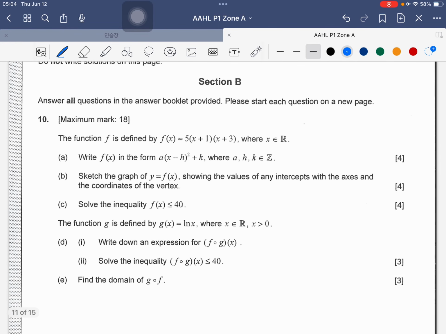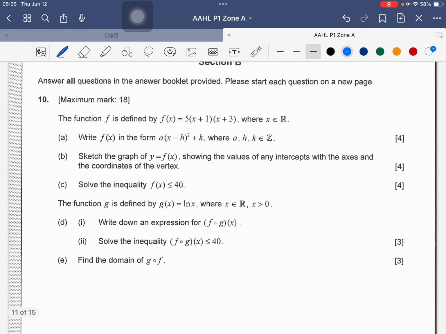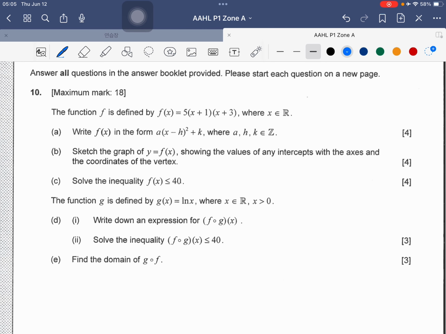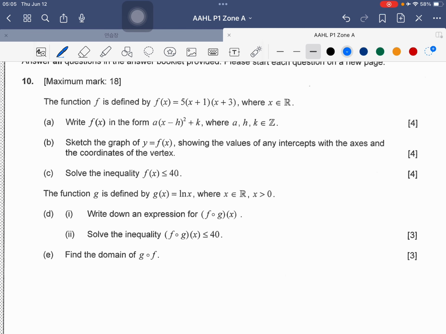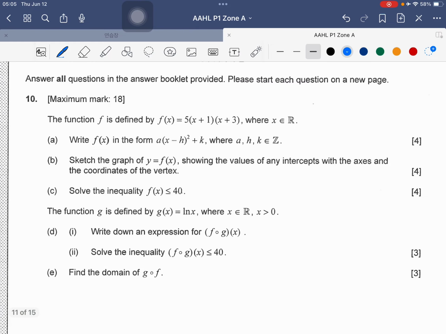Okay, question number 10, maximum mark 18 points. The function I've defined looks like a quadratic function that is already factorized. Write down f(x) in the form of this format.